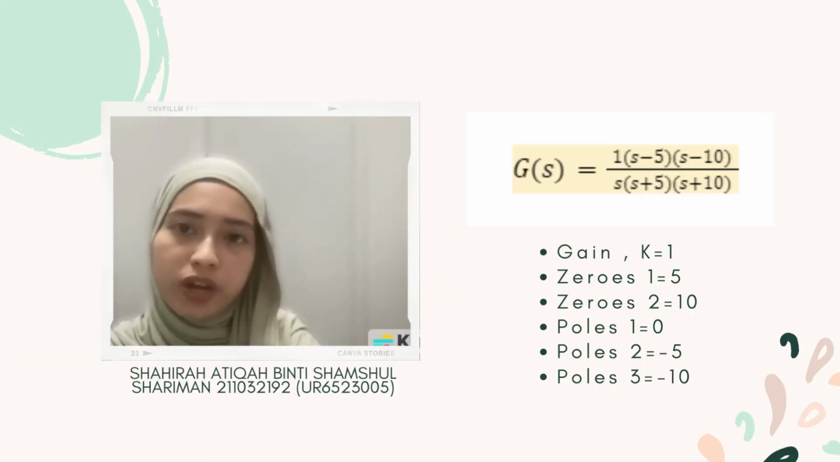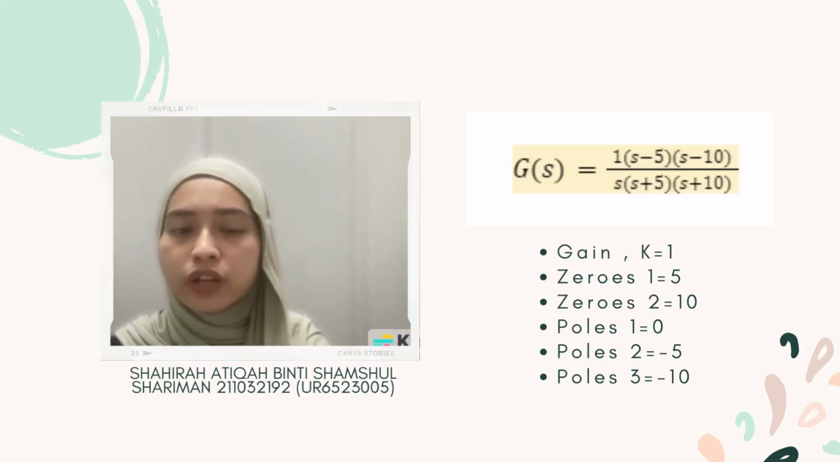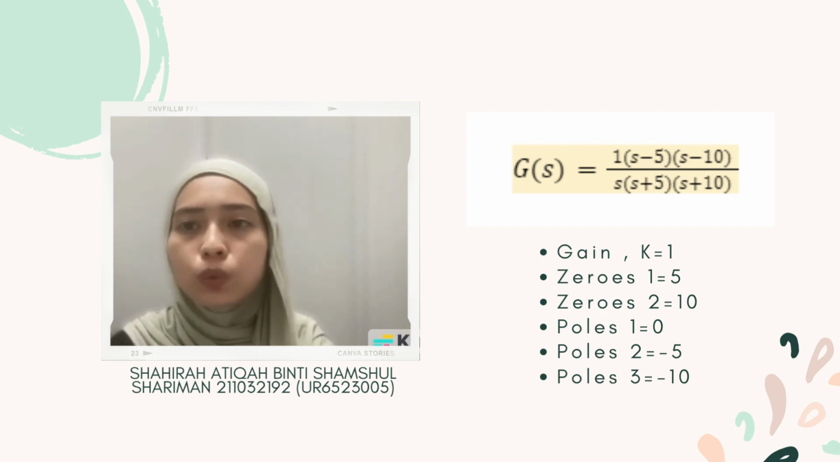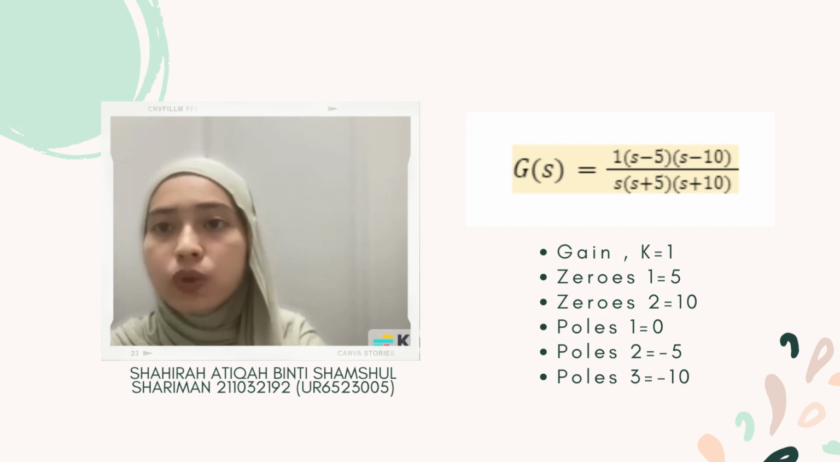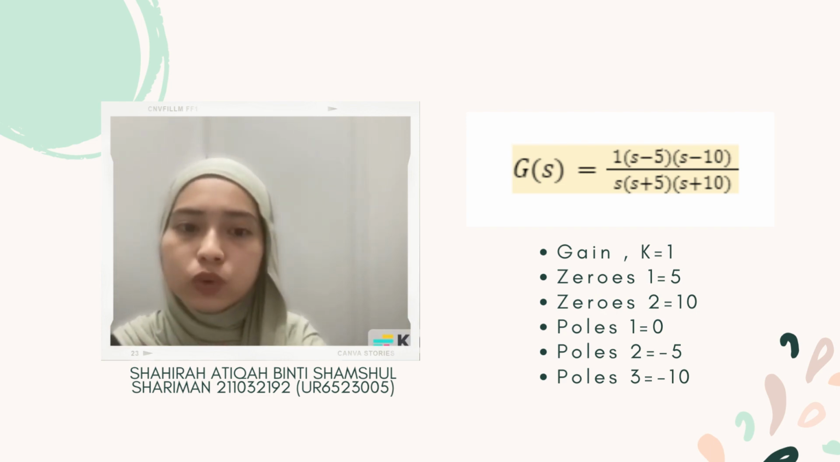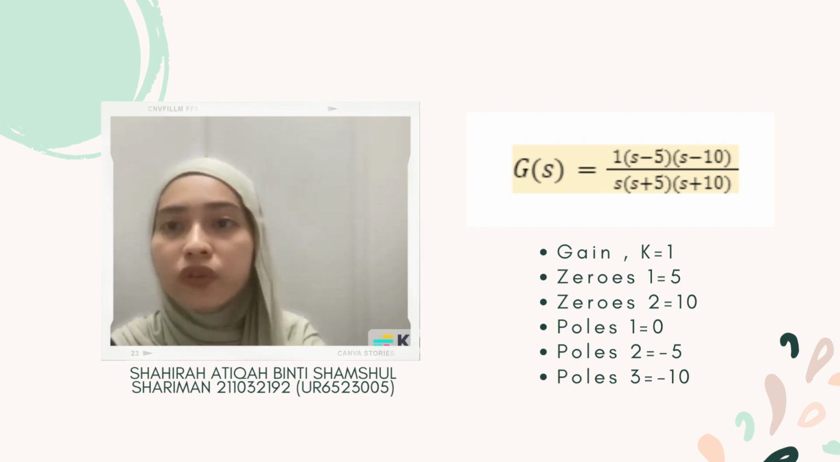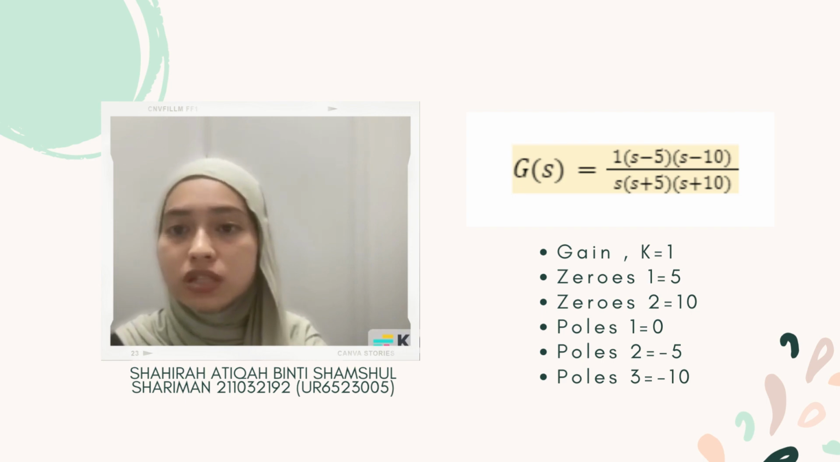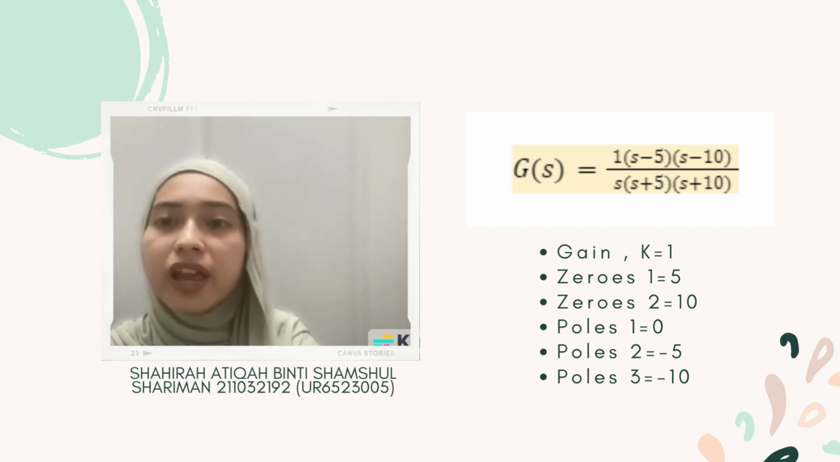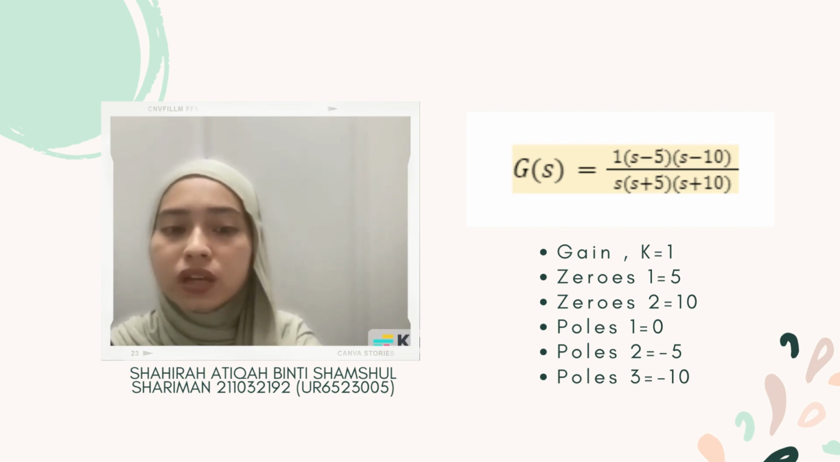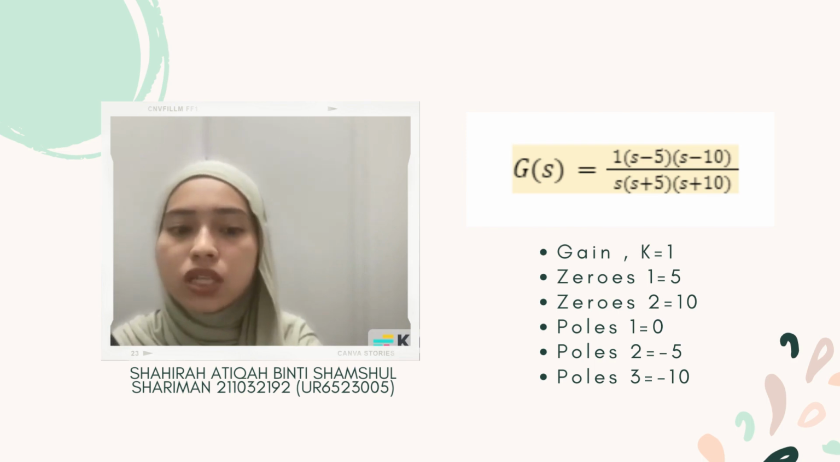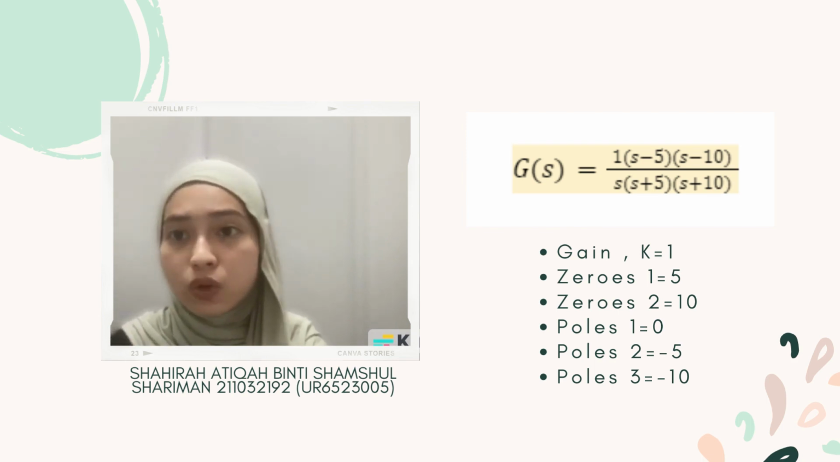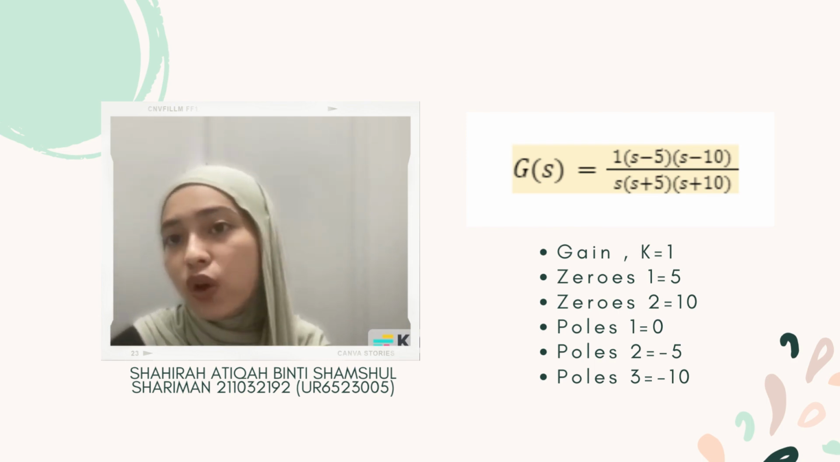Okay, for question 1, we have to create 1 K, 2 poles and 3 zeros. Our group has decided to take the values K, which is 1, zeros 0, 5 and 10, and poles 0, -5 and -10. Our system is stable because the value of the zero is smaller than the value of the pole.